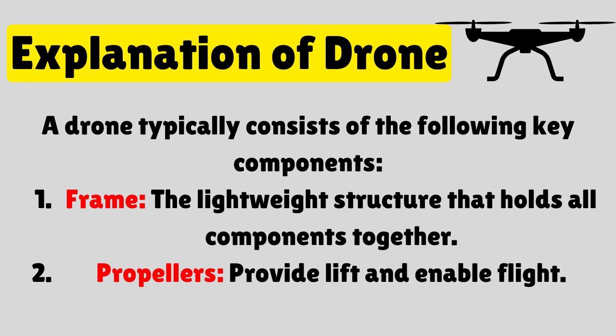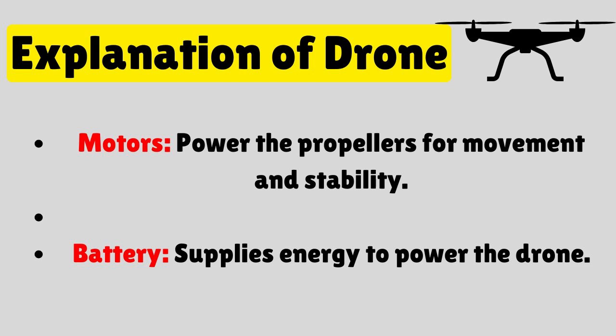A drone typically consists of the following key components. Frame, the lightweight structure that holds all components together. Propellers, provide lift and enable flight. Motors, power the propellers for movement and stability. Battery, supplies energy to power the drone.